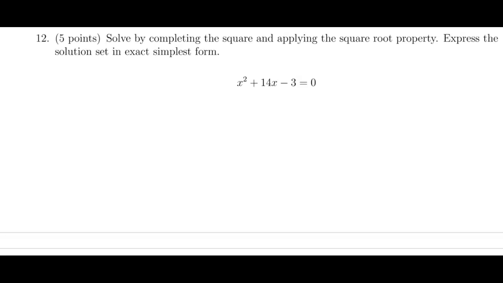All right, so we are up to question 12, exam number 1. Now we are trying to solve a quadratic equation using the completing the square method.